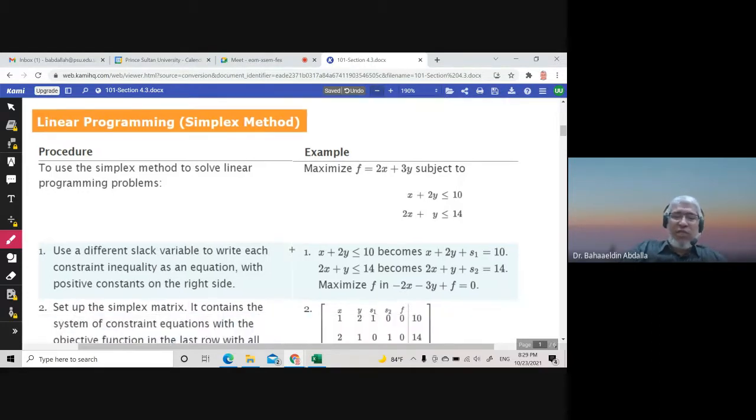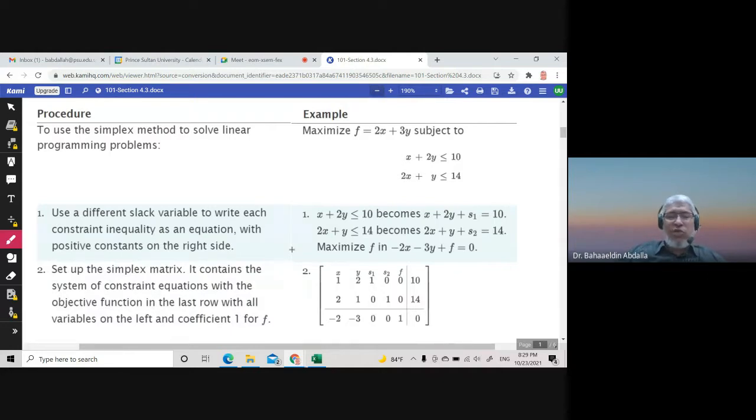So the first step is to introduce slack variables, different slack variables, a slack variable for each inequality. x plus 2y is less than or equal to 10. So there is a positive number. If you add this number to x plus 2y, then x plus 2y plus s1 would be equal to 10. For example, x plus 2y less than or equal to 10 could be 8, so s1 would be in this case 2. So 8 plus 2 would be equal to 10.